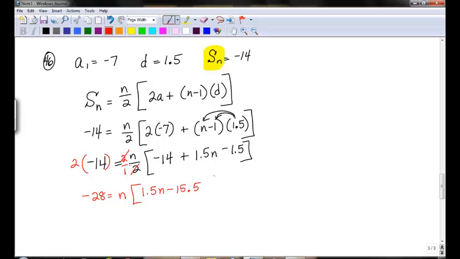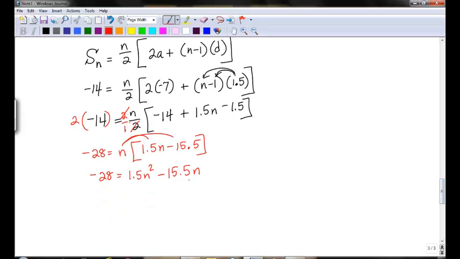Right? Like that. You can distribute this. So we'd be at a negative 28 equals 1.5n squared minus 15.5n. Get it in standard form equal to 0. If I add 28, I get 0 equals 1.5n squared minus 15.5n plus 28 if I bring that over.